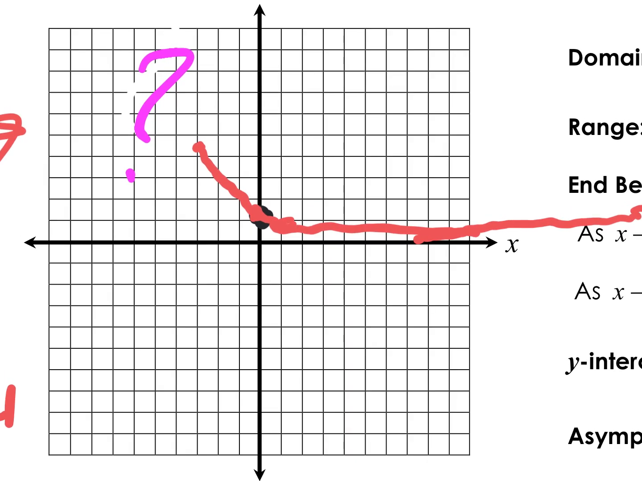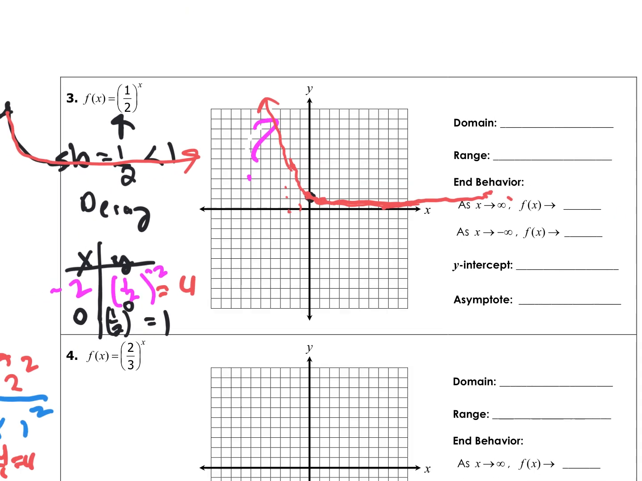Let's see how close I was. 1, 2, 1, 2, 3, 4. That wasn't bad. That's where it should be. So I will erase the evidence that I was not steep enough there. And then I'll continue my ride along the asymptote, go through 0, 1, go through the -2, 4, and keep going. There it is. That's a pretty good picture.